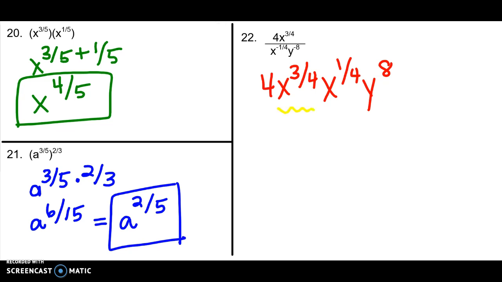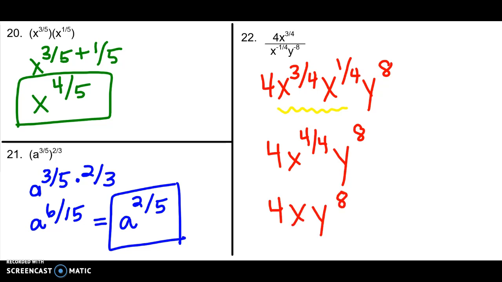All right, with these x's, since we're multiplying, we know, just like on question number 20, we need to add our exponents. So when we add 3/4 plus 1/4, that gives us 4/4. 4x to the 4/4 power, y to the 1/8 power. Okay, and we still need to double check to see if we can reduce that. 4 over 4 just reduces to 1, so we can just write our answer to this one as 4xy to the 1/8. That's it.